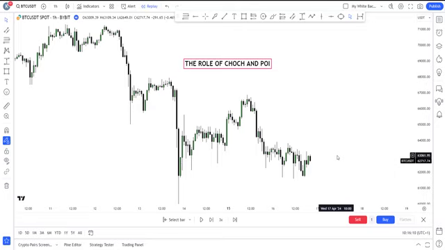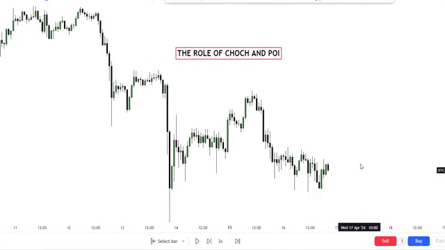So one of my students asked me this question yesterday: why do we need a confirmation when price finally trades back to our point of interest before we enter the trade? Now, this is a very, very valid question. And if you are able to answer this question correctly, guys, then you will truly be profitable in this market.